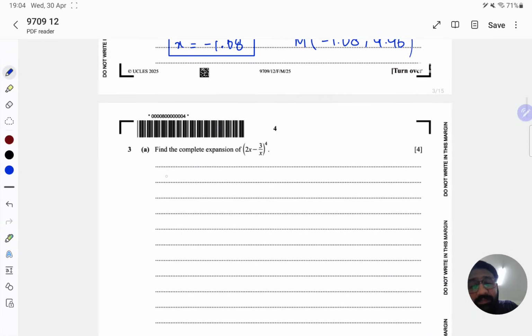Question number 3. Find the complete expansion of this. So complete expansion is very simple. We just need to put it in the formula of nCr, a power n minus r, b power r.